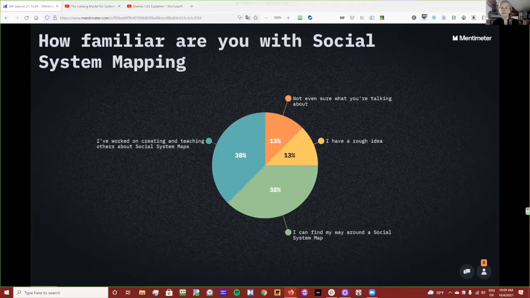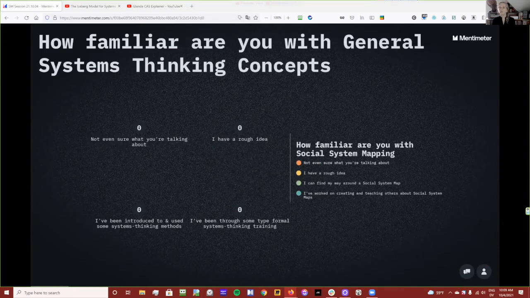And this one is, how familiar are you with general systems thinking concepts? Just things like the iceberg diagram, or the concept of the six blind men and the elephant, and that there are different perspectives, just the rough, really high level stuff.